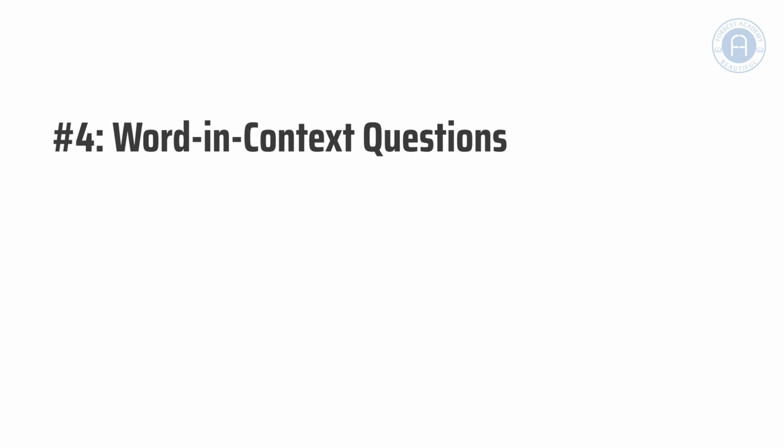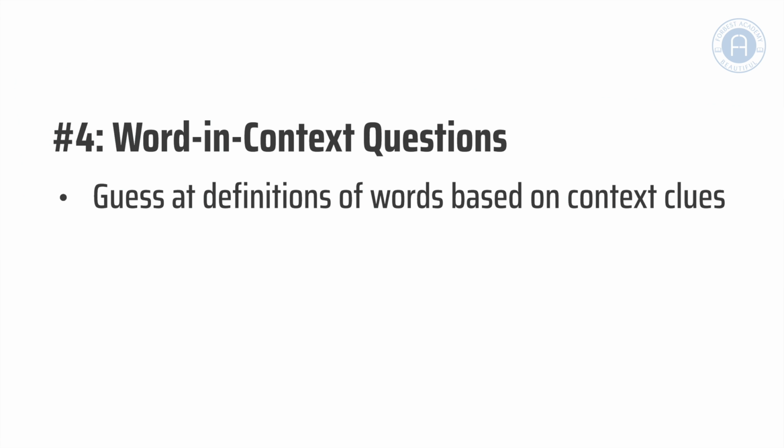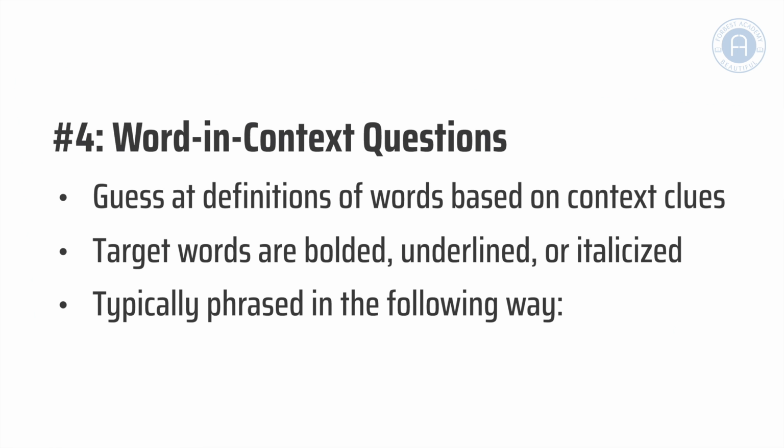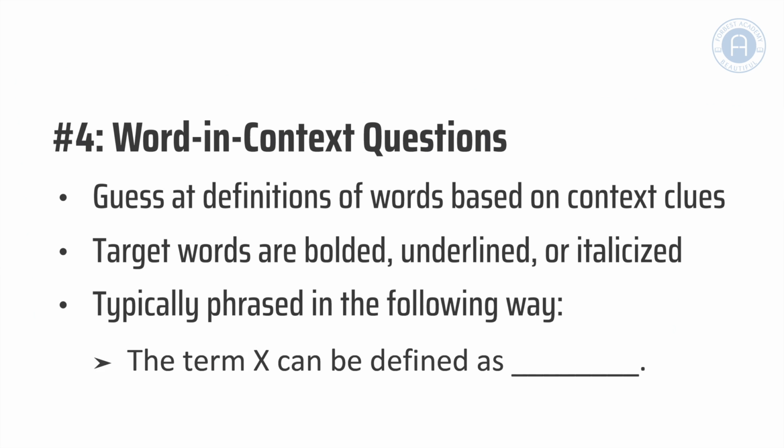Number 4. Word and context questions. This question type encourages us to guess at the definitions of words based on context clues in the surrounding words. The intended words are brought to your attention in several ways. For instance, they are bolded, underlined, or italicized. Word and context questions are typically phrased in the following way. The term X can be defined as.